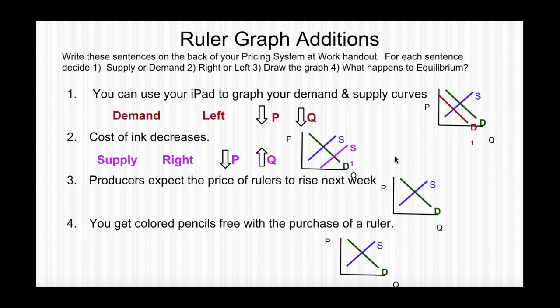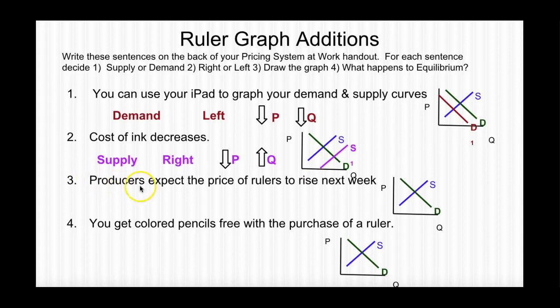All right, what about number 3? The producer expects the price of rulers to rise next week. Okay, well, there's the expectations, and there's the next week. So that tells me it's expectations. But we have 2 expectations. We have one for demand and we have one for supply. So which one is it?